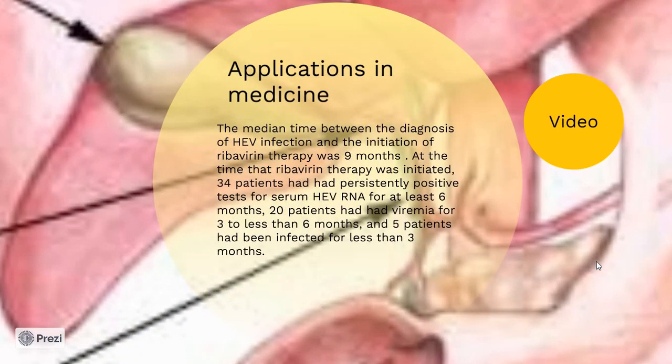Now the applications in medicine. The median time between the diagnosis of HEV infection and the initiation of ribavirin therapy was 9 months. At the time that ribavirin therapy was initiated, 34 patients had a persistently positive test for serum HEV RNA for at least 6 months. 20 patients had viremia for 3 to less than 6 months, and 5 patients had been infected for less than 3 months.